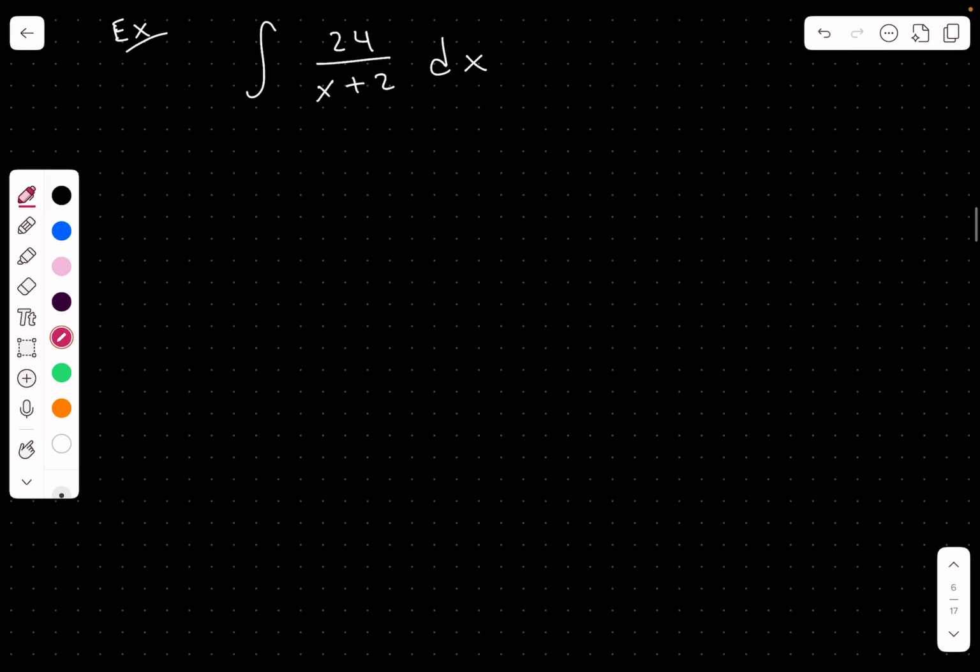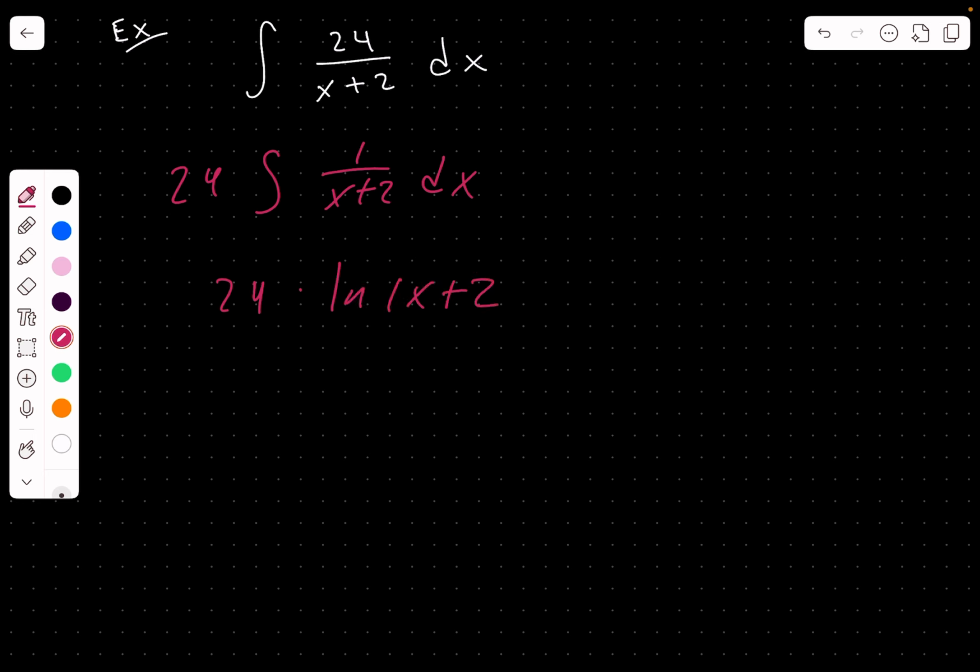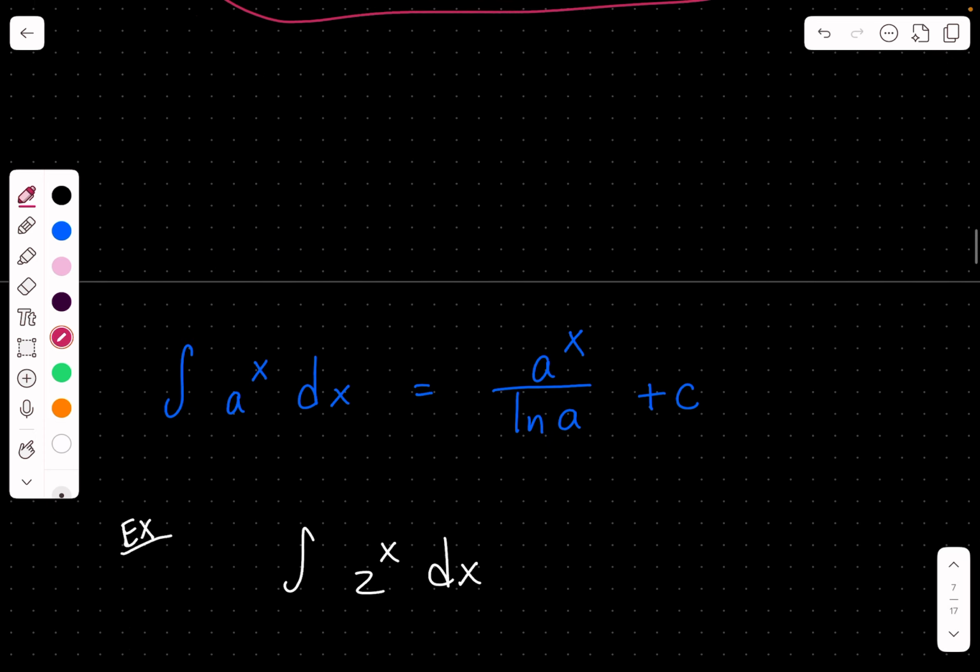So let's go back to the original problem. This guy. Try this one out. I'm going to pull out this constant. Then I'm going to put that denominator inside of these absolute value bars. So our answer is 24 ln of the absolute value of x plus 2 plus c. That is our answer. Easy.